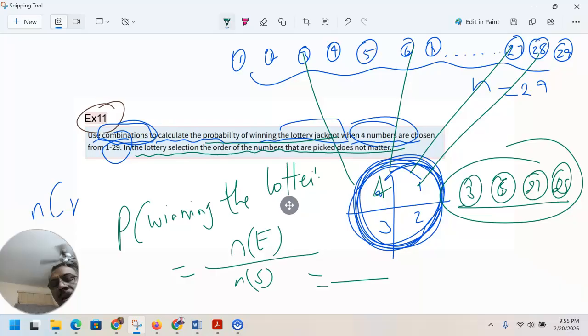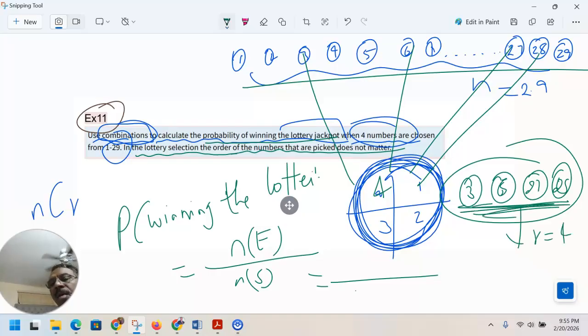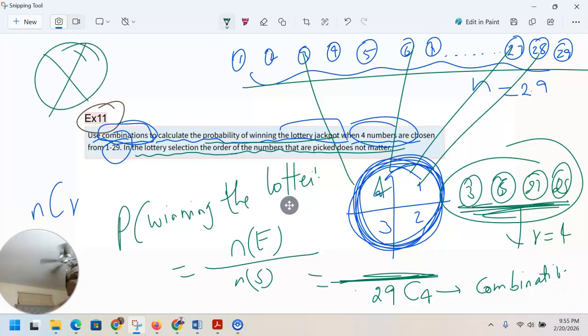So the probability, the number of possibilities at the bottom, because n is 29. You are picking four of these. r is four. It means from 29, you are picking four. See how beautiful this is? The bottom piece is all the combinations possible to pick four numbers. But the top one, when the result comes, they will always say, hey, these are the four numbers, whatever they are, one, two, three, four. So there's only one option here.